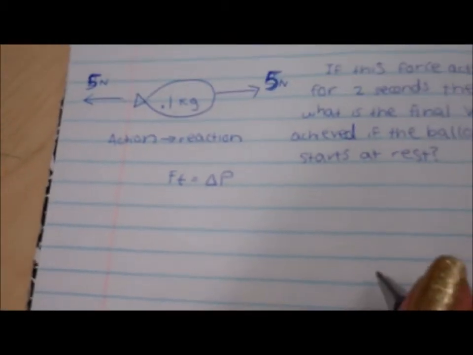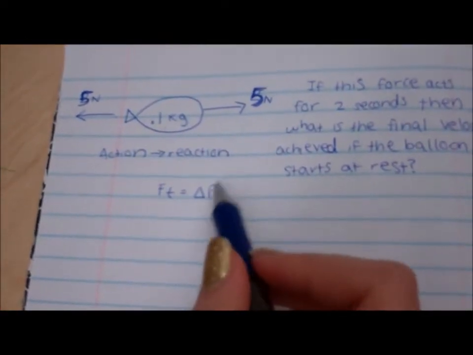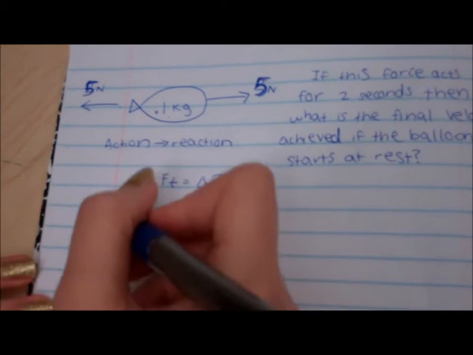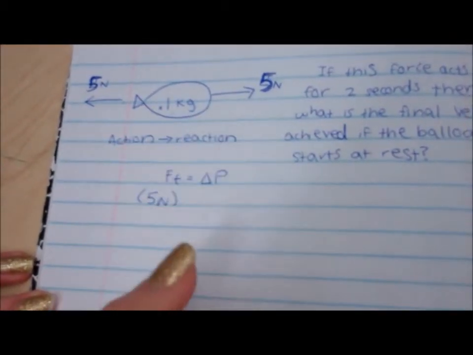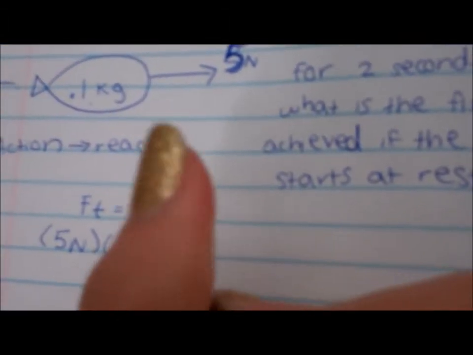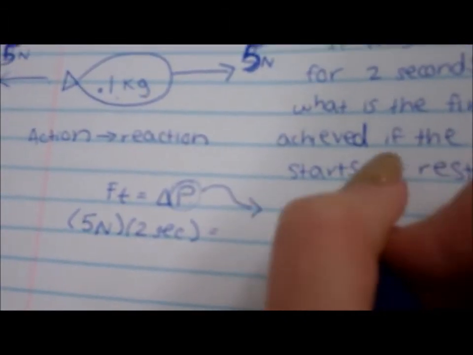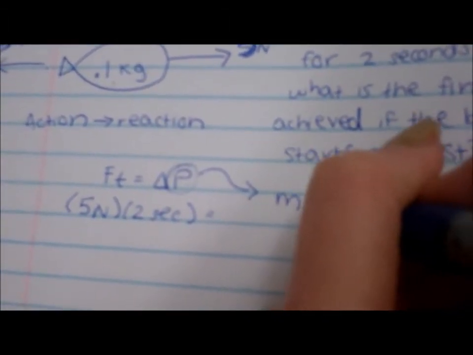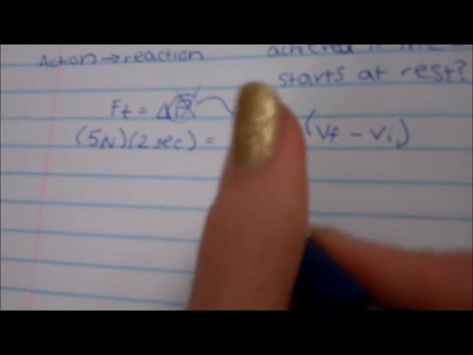We're going to use the impulse-momentum equation, which is Ft equals change in momentum, which is what the P stands for. We know that the force is 5 newtons, so I will plug that in. The time is 2 seconds, so I will plug that in too. And for this you can substitute in this formula here. So we're going to use this instead and pretend that P is not there.